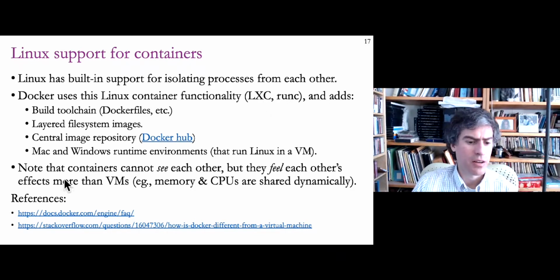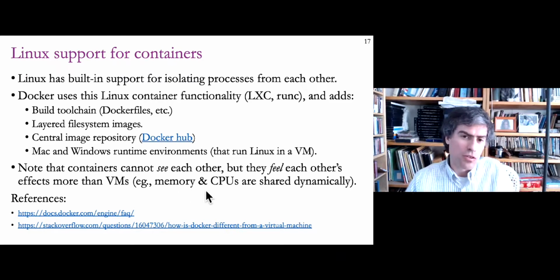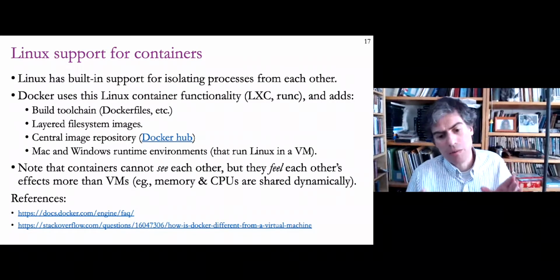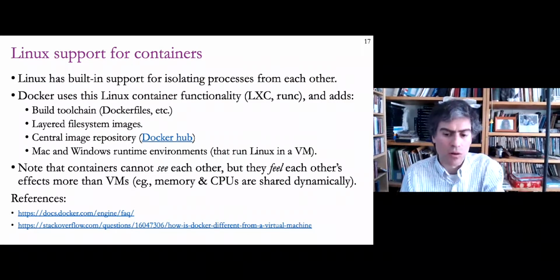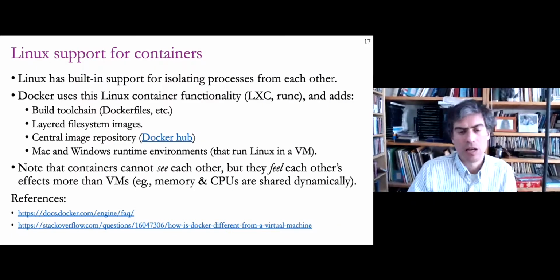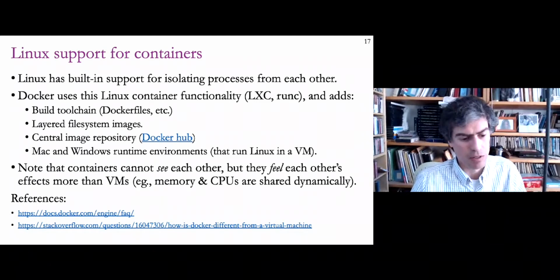So with containers, the containers don't see each other. They don't have access to each other's files. A container doesn't know that it's running with another container on the same physical machine. But unlike a virtual machine, they might feel each other's effects because they're dynamically sharing memory and CPU. You're not pre-allocating a certain number of RAM megabytes or CPU cores to each container. They just run at the same time, similar to processes running on an operating system.